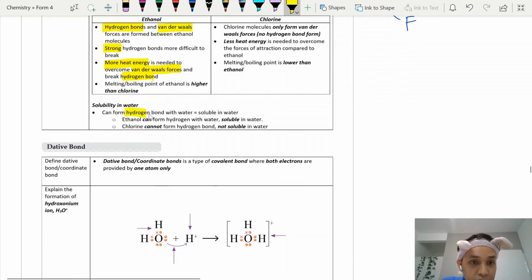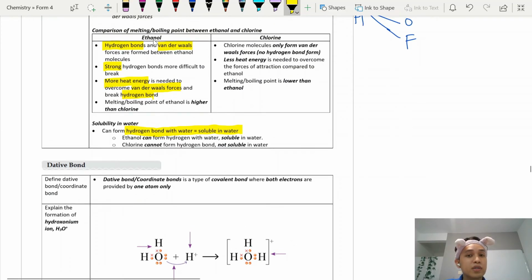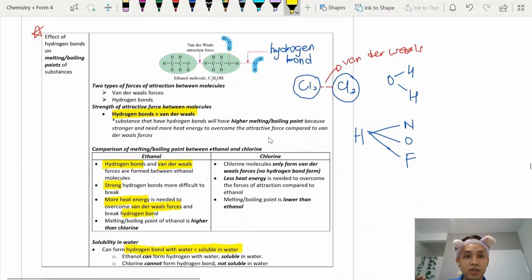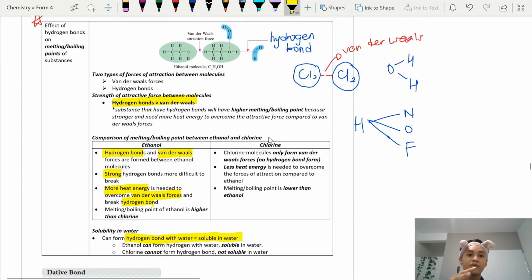That's why I put the note here. Ethanol can form hydrogen bonds with water, therefore this one is soluble in water. This one cannot form them, so it's not soluble in water. So you need to be able to deduce whether this substance is able to dissolve in water or not. How? It's just based on whether they can form hydrogen bonds with water molecules.